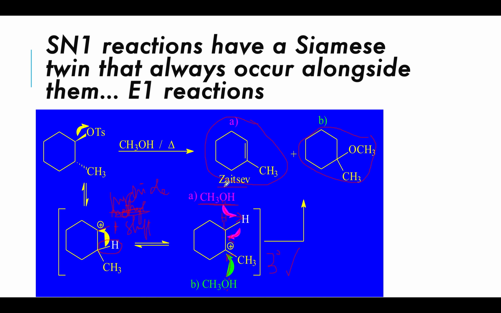Note the label. E1 reactions almost always follow, or actually always follow, the Zaitsev rule. E1 reactions do not have that anti-periplanar or anti-coplanar requirement.